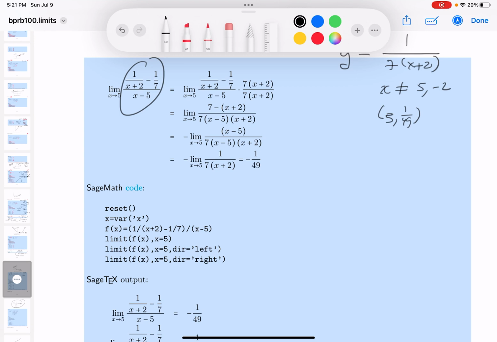But again, let's talk about using software. I'm using Sage. Reset, define a variable, define a function as written. This is the function as written, by the way. Look at the limit as you approach 5 from the left and right, and at 5.